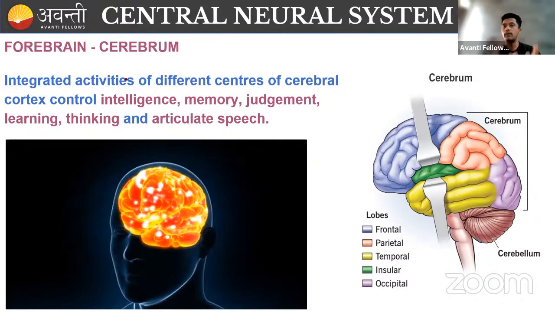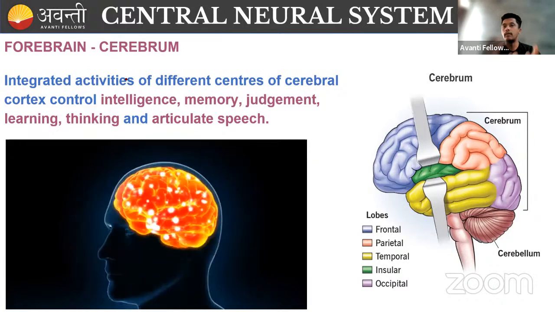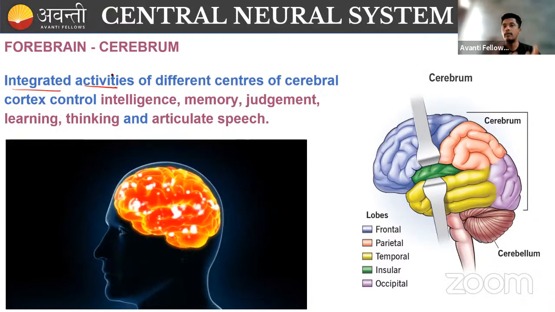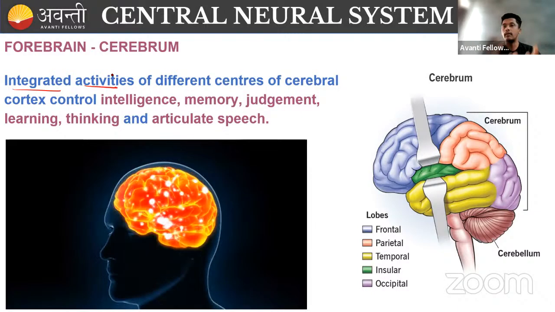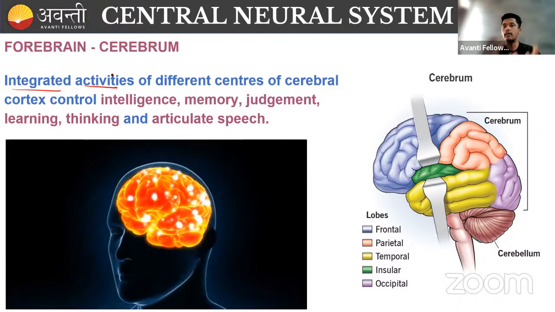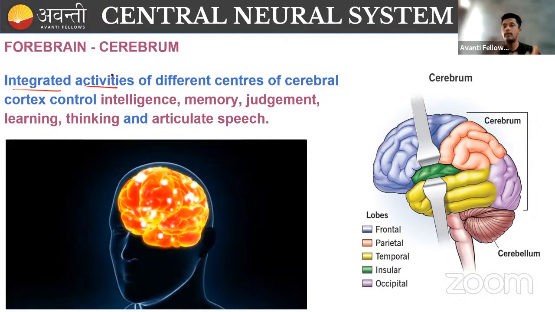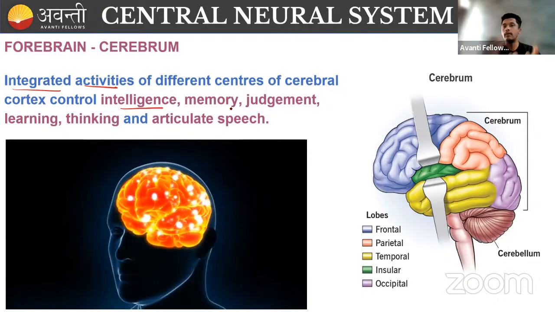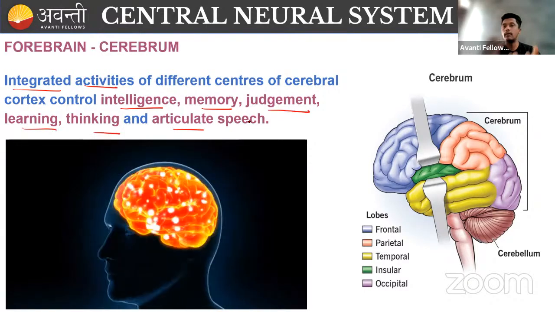So our cerebrum encloses some areas which perform integrated activities, right? The centers of the cerebral cortex, the whole unit of the cerebral cortex, are known to control intelligence, memory, judgment, learning, thinking, and articulated speech.